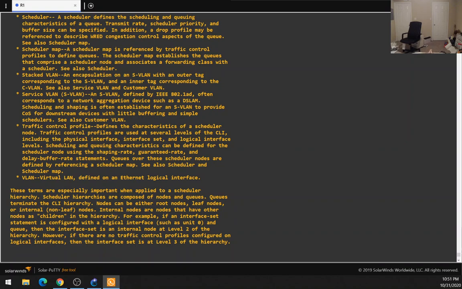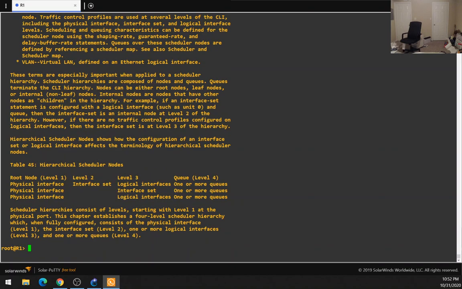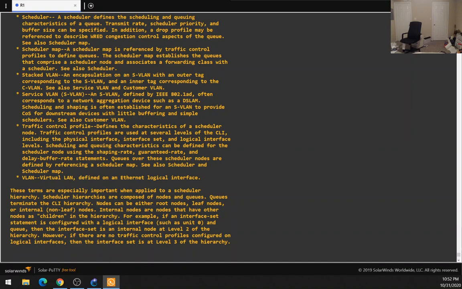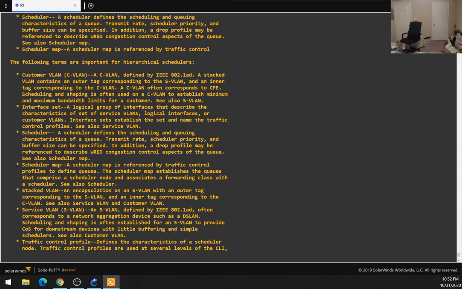See also scheduler. Stacked VLAN, an encapsulation on an SVLAN with an outer tag corresponding to the SVLAN and an inner tag corresponding to the CVLAN. See also service VLAN and customer VLAN. Service VLAN, SVLAN, an SVLAN defined by IEEE 802.1ad often corresponds to a network aggregation device such as a DSLAM. Scheduling and shaping is often established for an SVLAN to provide CoS for downstream devices with little buffering and simple schedulers. See also customer VLAN, which was the first term that was important.